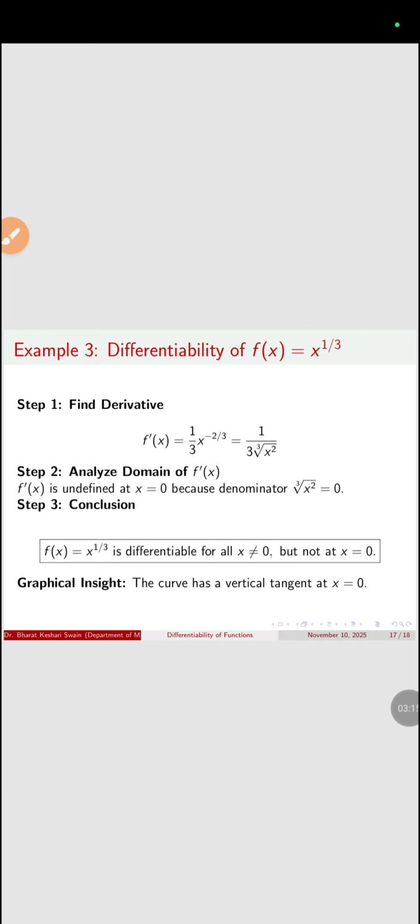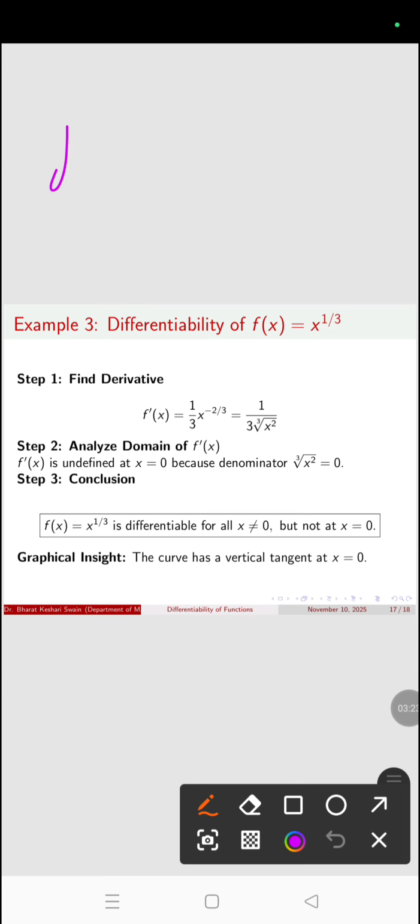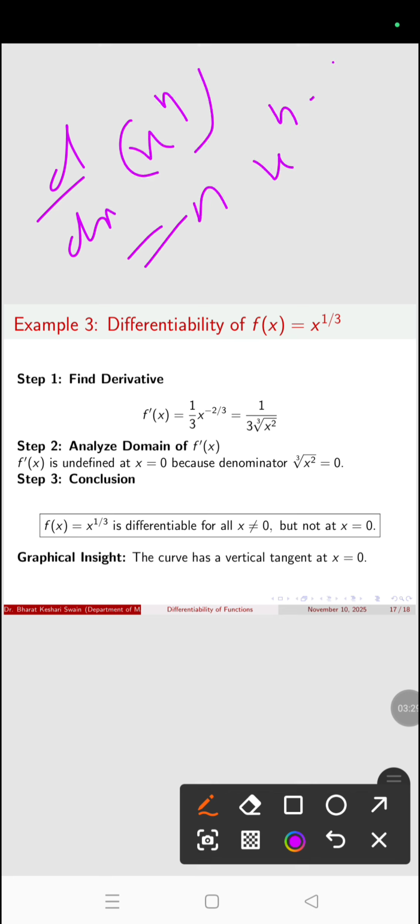Now this is another function, f of x equal to x to the power 1 by 3. This is about differentiability. How to check? Just find the derivative, because we have the formula d by dx of x to the power n equals n into x to the power n minus 1. Using this formula with n equal to 1 by 3, it will be 1 by 3 x to the power minus 2 by 3.